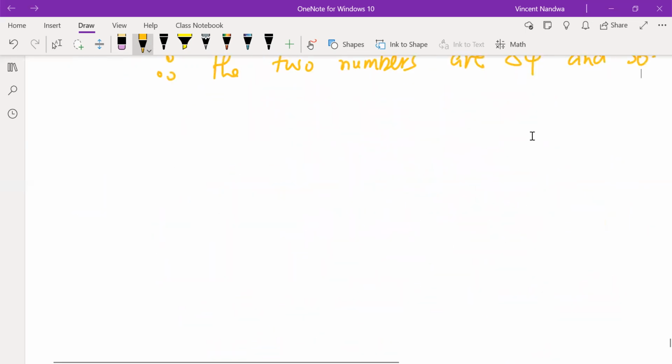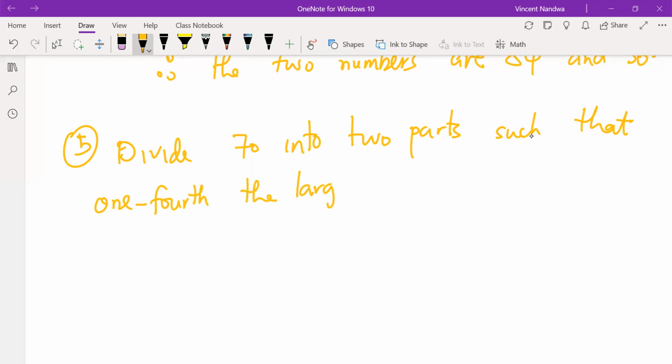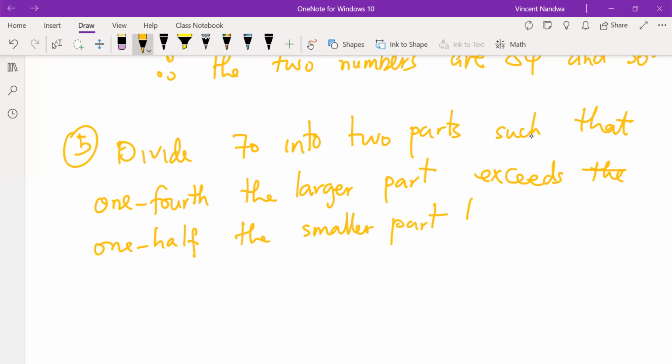So that is problem 4. Problem 5 on listing applications of linear equations reads: divide 70 into 2 parts such that 1/4 the larger part exceeds 1/2 the smaller part by 1.